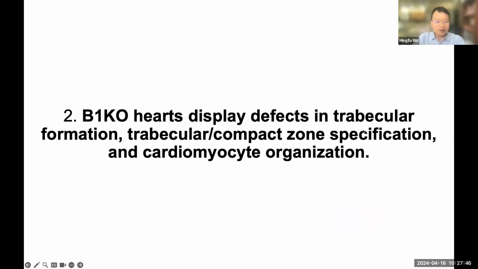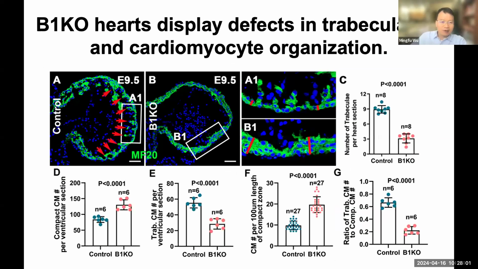Okay, so let's talk about the second set of data. That is, B1KO displays defects in trabecular formation, trabecular-compact zone specification, and cardiomyocyte organization. Okay, so let's talk about the trabeculation defect.